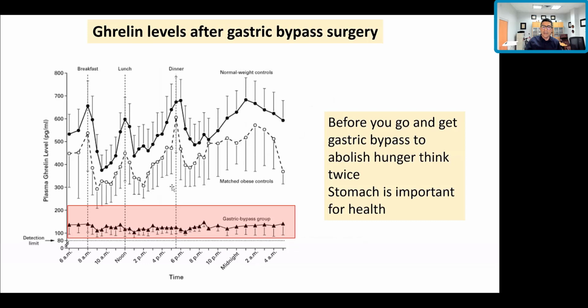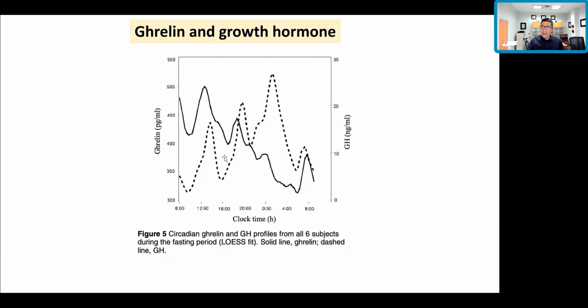Now, when you do gastric bypass surgery, you remove a portion of the stomach that's making ghrelin. So these are people who went through gastric bypass surgery. The ghrelin levels were very low, which is what you would expect. But before you say, hey, I want to conquer my hunger by going and getting gastric bypass surgery, I want you to think twice, because the stomach is very important for our health for many different reasons. And one of the reasons here is that this is ghrelin levels here in the solid line, and these are growth hormone levels. The rise in ghrelin stimulates growth hormone release, which is very important for our health.